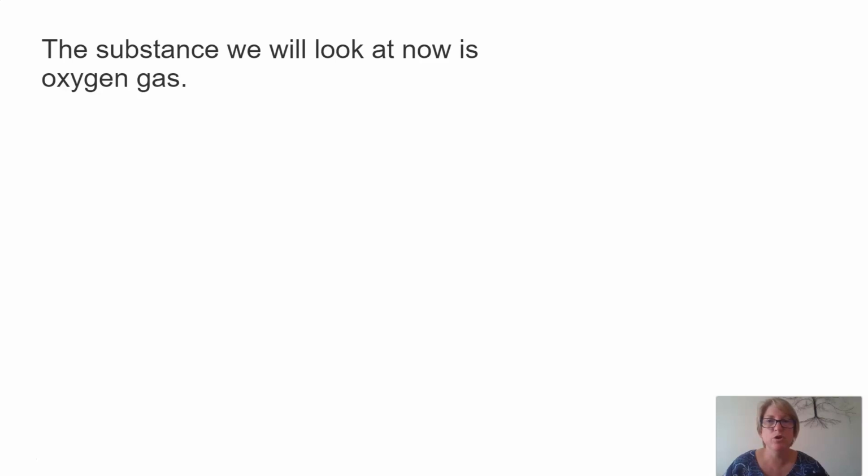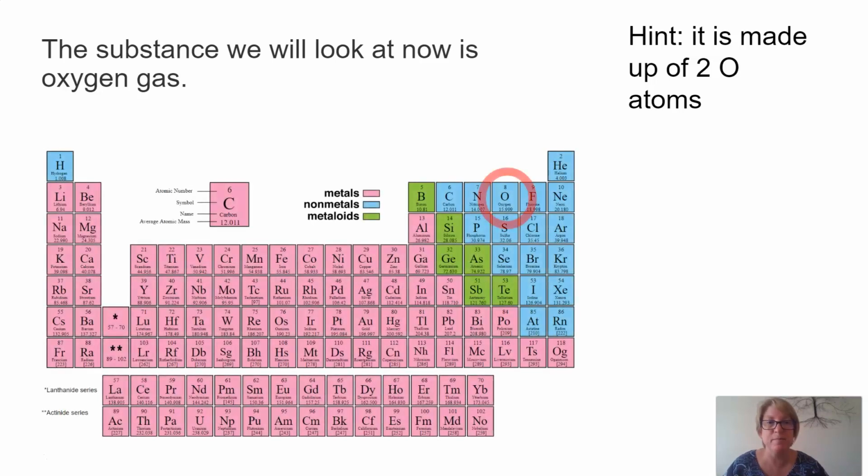The substance we will look at now is oxygen gas. I'm going to give you a little bit of a hint. Remember that oxygen is a diatomic molecule, so it is made up of 2 oxygen atoms. So we go to the periodic table and find oxygen, and now you can build your oxygen molecule. And once you've built it, it should look something like that. 2 circles of oxygen, and we write it as O2. This 2 representing the 2 atoms.